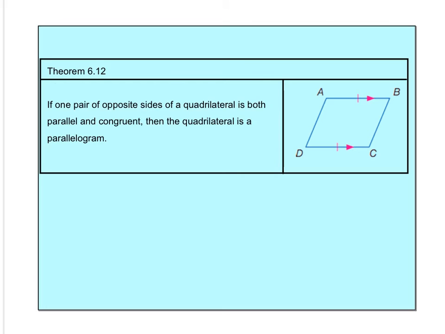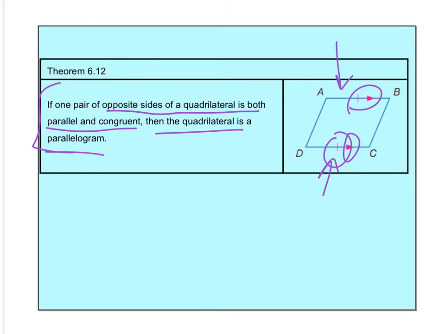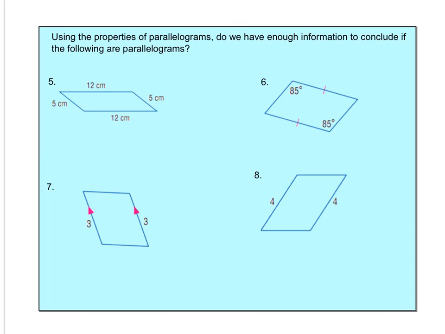So, final piece here. If one pair of opposite sides of a quadrilateral is both parallel and congruent, then the quadrilateral is a parallelogram. So, if you can show, prove that one pair of sides is parallel and congruent, then you can say, yeah, it's a parallelogram. Okay, but we have a quadrilateral. You don't know it's a parallelogram. If you can show these things, then yes, it's a parallelogram.